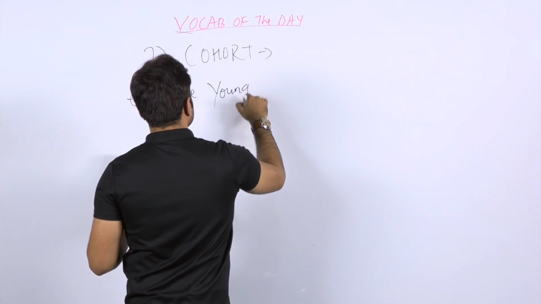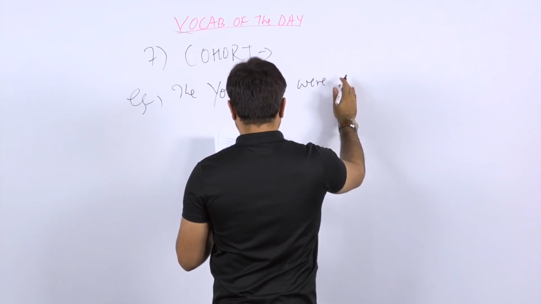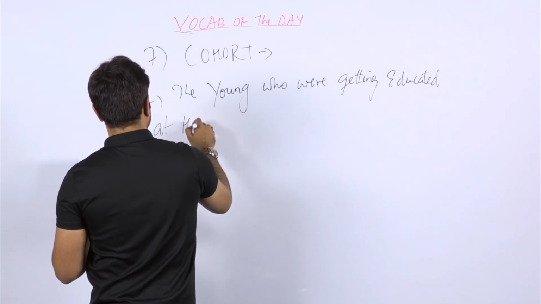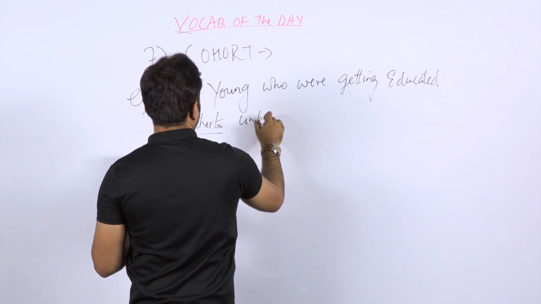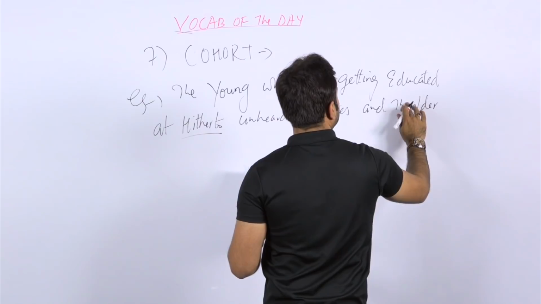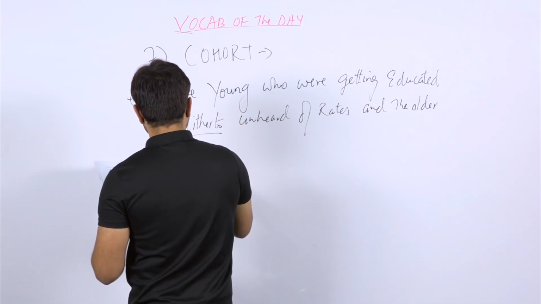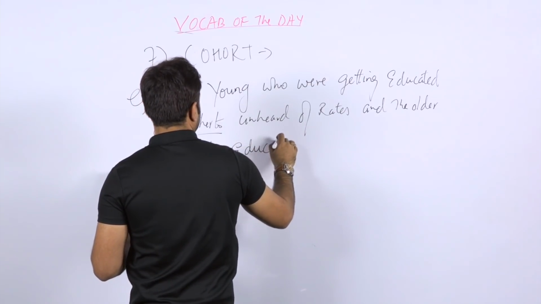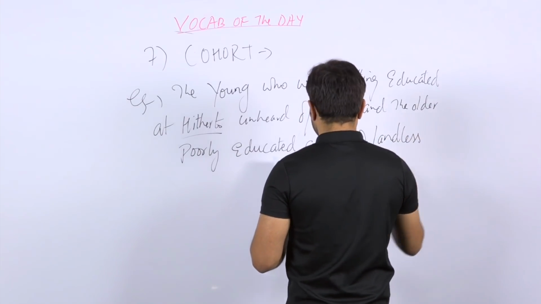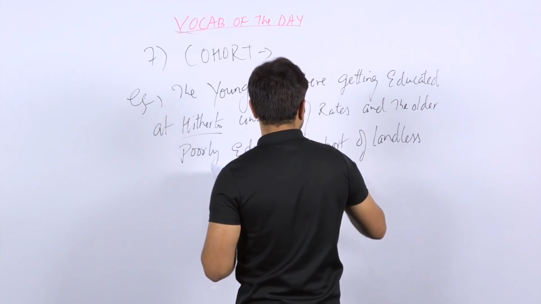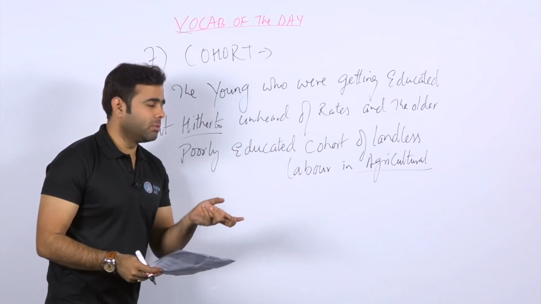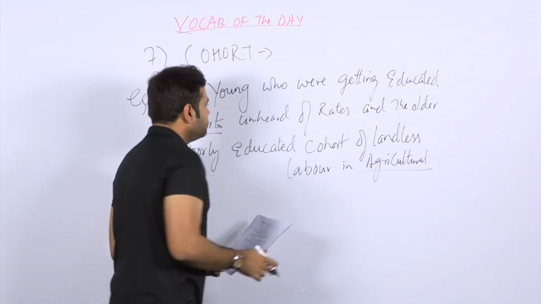The young who were getting educated at hitherto unheard of rates. This was the previous sentence. Rates, and the older poorly educated cohort of landless labor in agriculture. In British English, the spelling of labor can be L-A-B-O-R or L-A-B-O-U-R. Fine, both are correct.